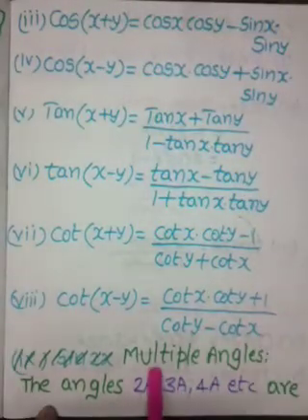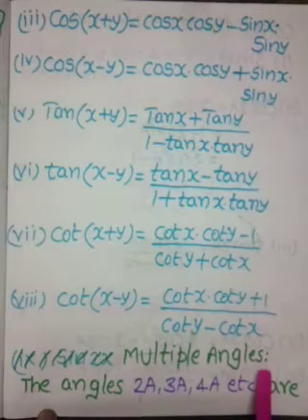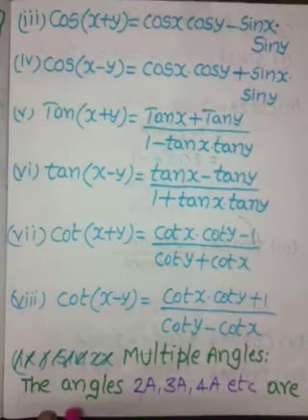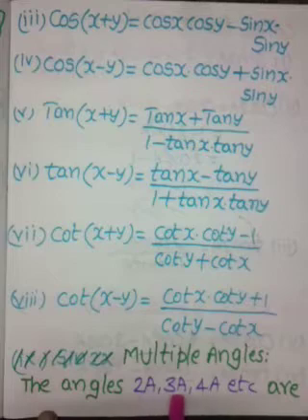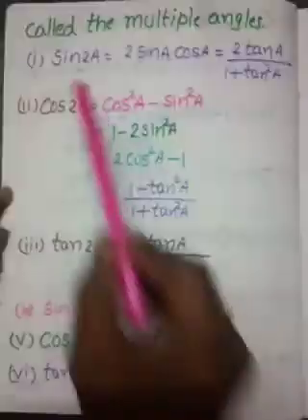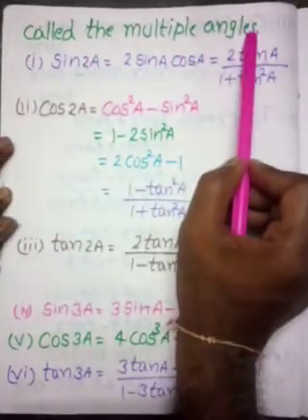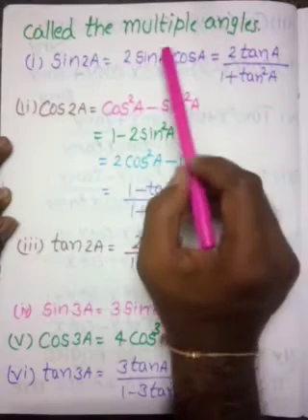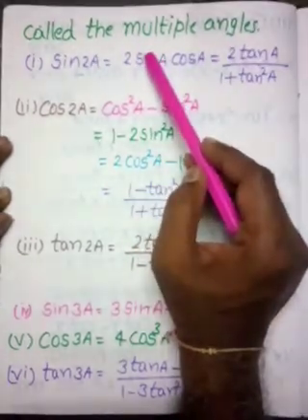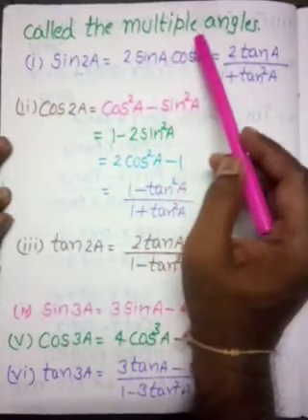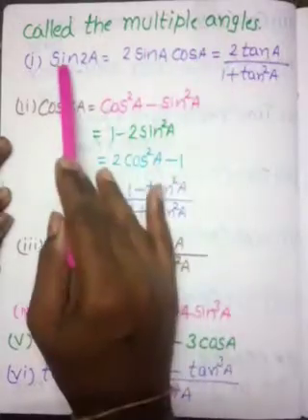Now come to the next point, multiple angles. What are called multiple angles? The angles 2a, 3a, 4a, etc. are called the multiple angles. Okay my dear children, understood this definition? The angles 2a, 3a, 4a, etc. are called multiple angles, right.